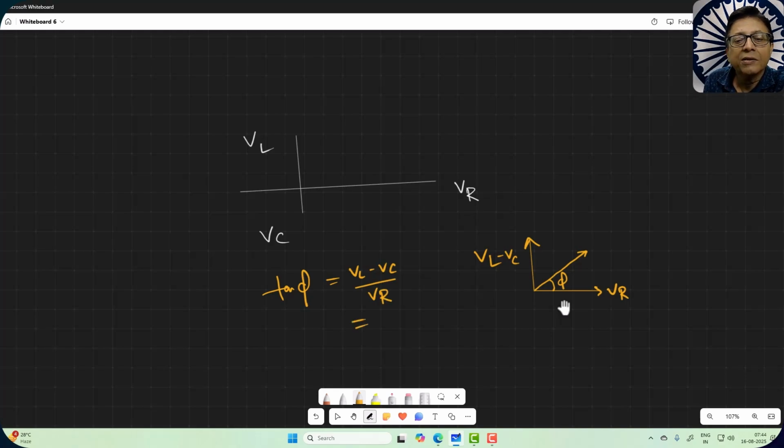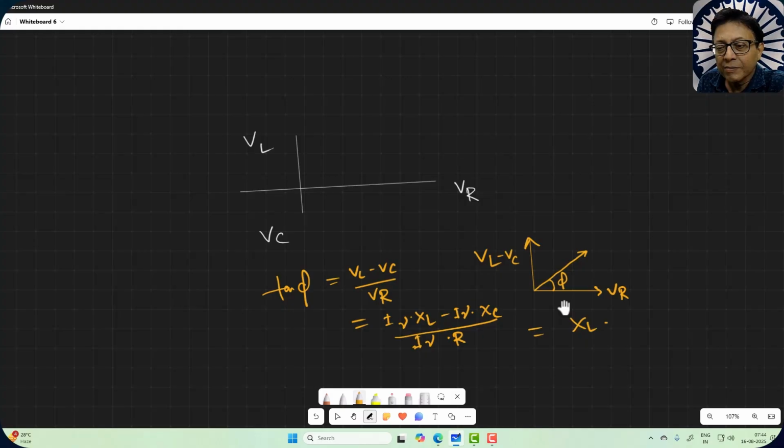VL in the circuit will be I into XL. You can take the RMS value, you can take the maximum value. VC is I into XC, and this part is I into R. That is, XL minus XC by R. Okay?